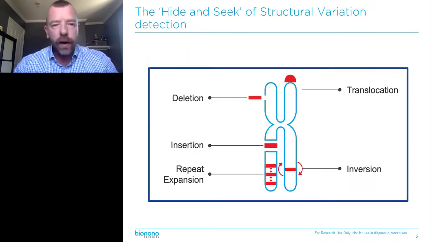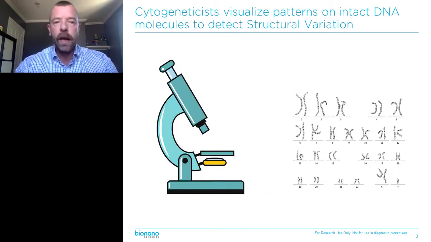So when we're talking about structural variation, we're talking about these large rearrangements in the genome that can occur really all throughout. And if you're a scientist who's keeping up with the high-tech methods in long-read sequencing and all that, it may be a surprise to you that the standard of structural variation detection in a clinical setting is still standard cytogenetics. And what happens there is really a 50-year-old method where cytogeneticists use a microscope to look at intact molecules of DNA and visualize the patterns on these molecules. And by looking at changes in these patterns, they detect structural variation.